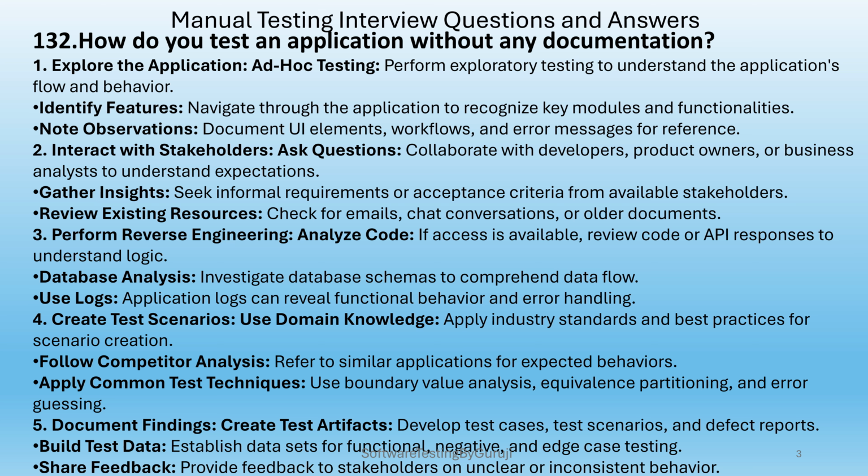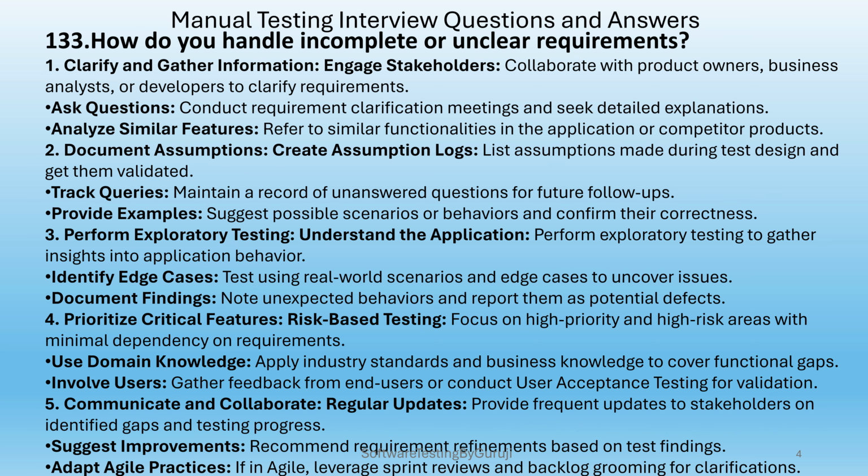Let's move on to another question. Next question is, how do you handle incomplete or unclear requirements? First, clarify and gather information. Engage stakeholders: collaborate with product owner, business analyst or developers to clarify requirements. Ask questions: conduct a requirement clarification meeting and seek detailed explanations. Analyze similar features: refer to similar functionalities in the application or competitor products.